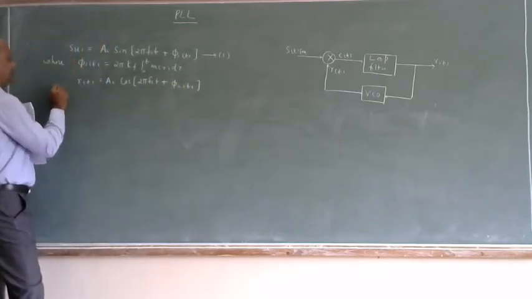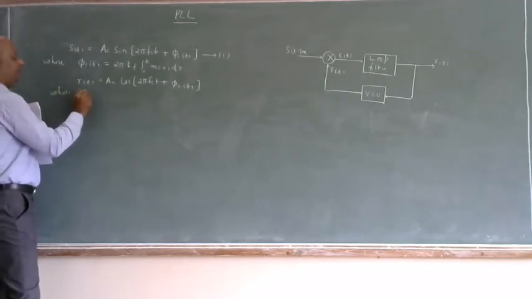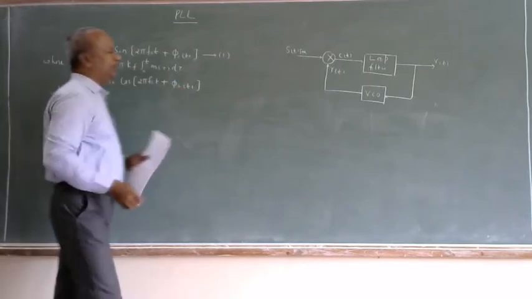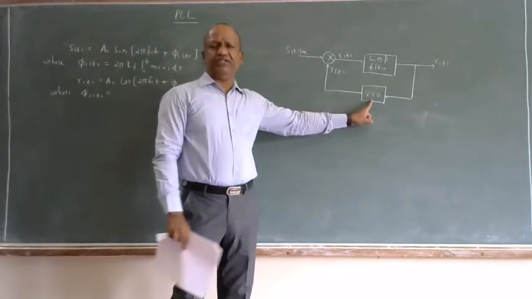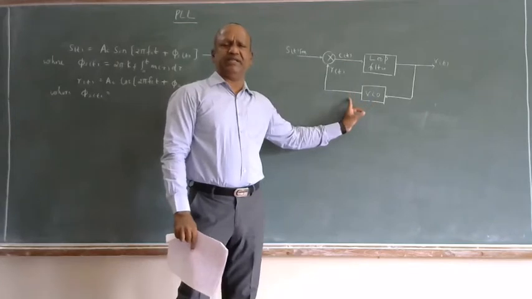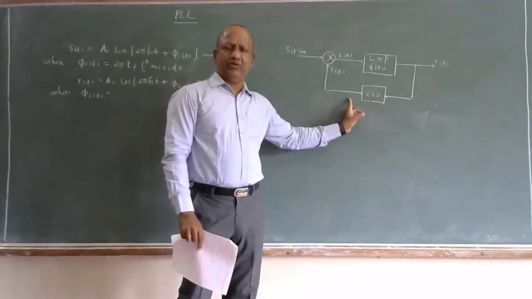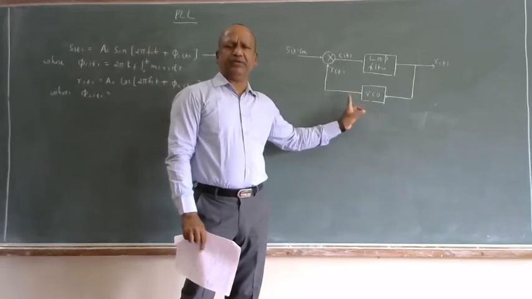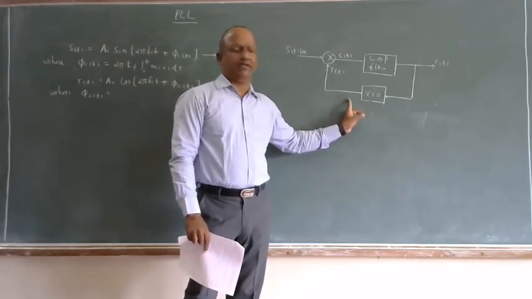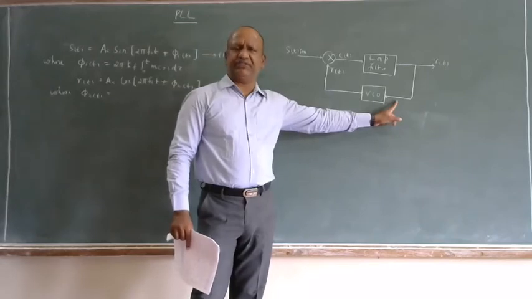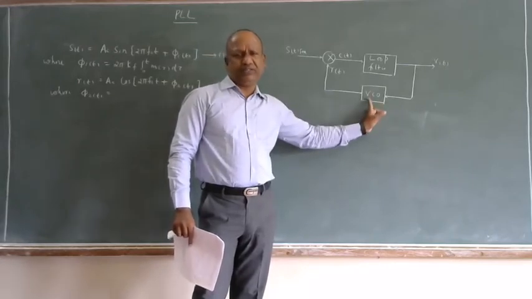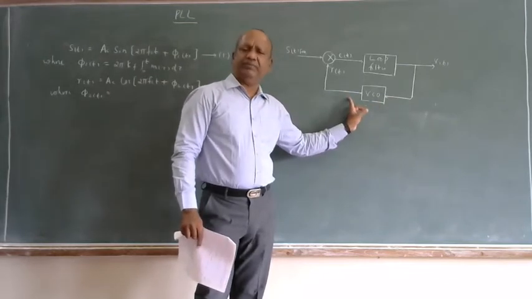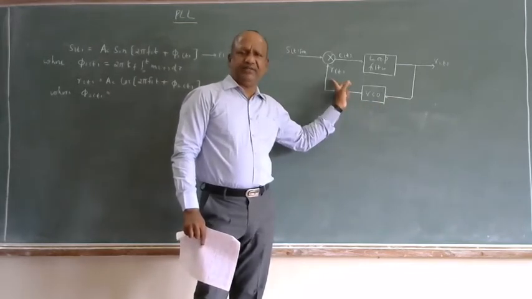where phi 2 of t equals what? Phi 2 of t is the output of this VCO signal. You know, the VCO output is an FM signal. The VCO is a frequency modulator, so by default the output of the VCO is an FM signal. The control voltage is going to act like m of t for this VCO, and the output is going to become an FM signal, r of t.